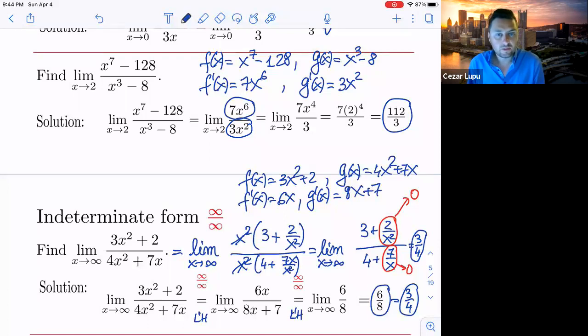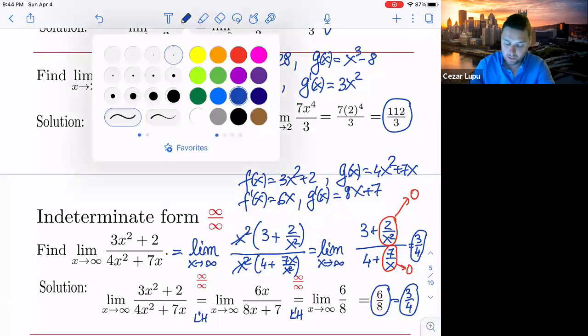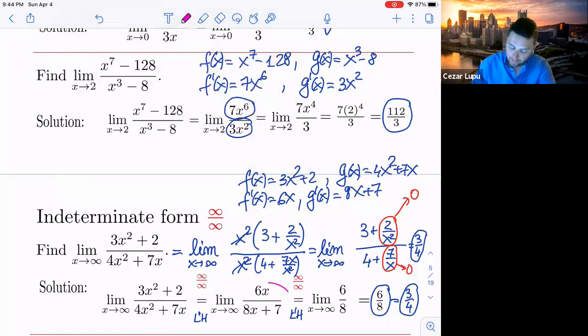So don't just stop after one application, especially if you don't get anything. Because you see, once we applied it once, we ended up with the limit as x approaches infinity of 6x over 8x plus 7. You see this one here. And again, if we plug in x infinity here, we will have infinity over infinity. So you don't need to stop with only one application. You can go further with the second application, and you keep going.